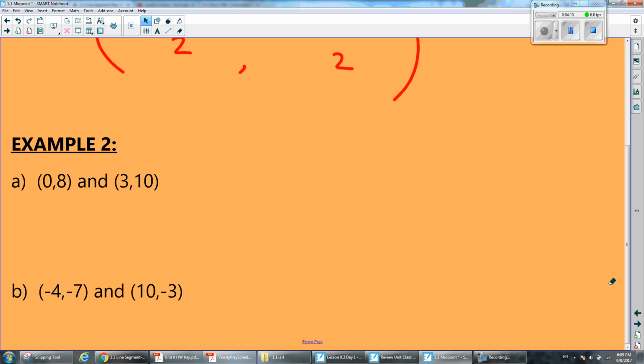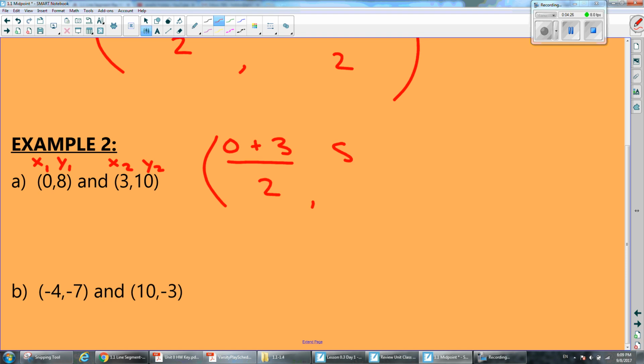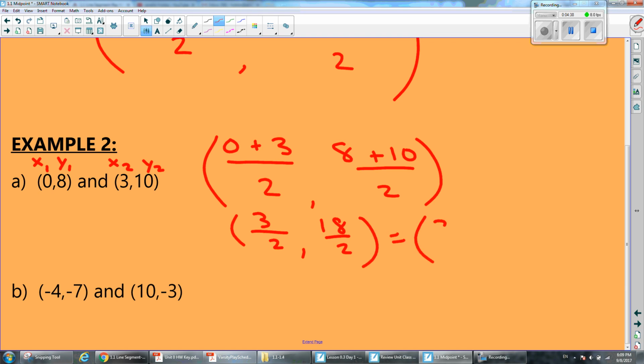So for example 2, we can say here's x1, y1, here's x2, y2. Add them up. So we're averaging our x's, dividing by 2, adding up our y values, dividing by 2. So we end up with 3 halves and 18 halves. But we know that 18 halves really reduces to 9.